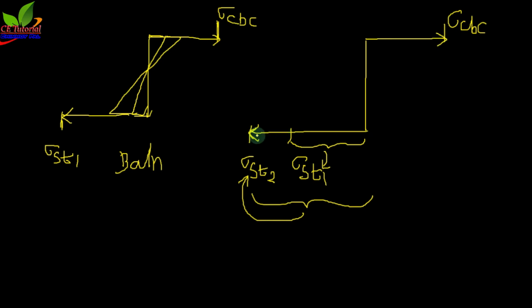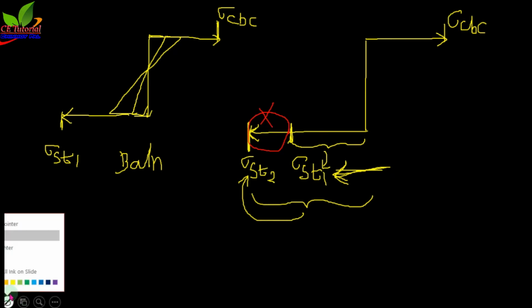Now is it possible for the second case to reach the stress in steel up to sigma ST2? No, it is not possible, because IS code provides us this limitation, this permissible stress sigma ST1. Beyond this sigma ST1, it is absolutely invalid. So this portion is absolutely invalid.